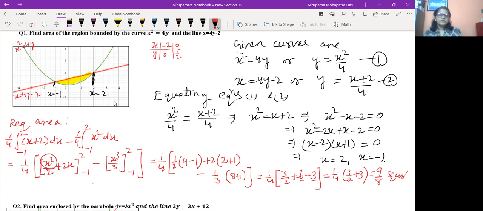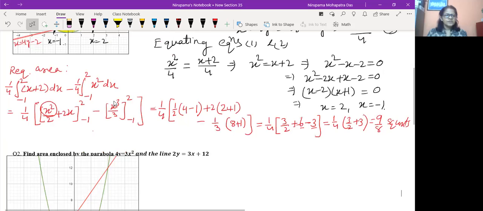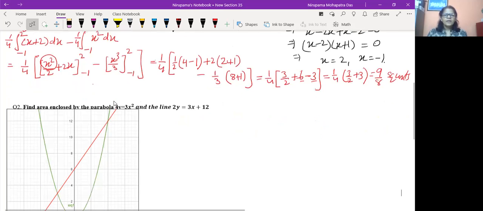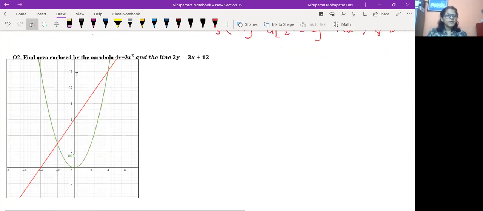Is it clear? Yes. So shall we move to the next question? Yeah, next question. I have taken a similar one so that in one type of question you can be confident.